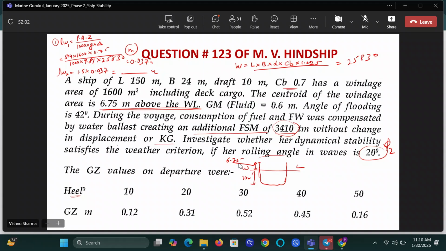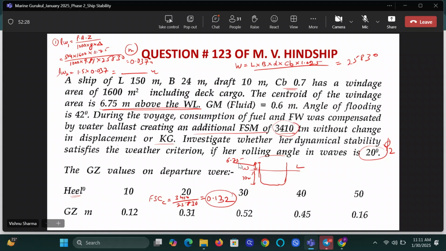Because displacement is the same, what is the additional FSC, guys? The FSC created will be equal to 3410 by displacement, 25830, because the question says displacement is the same. That is 0.132. That means your corrected KG will go up by this much. Am I right, guys?